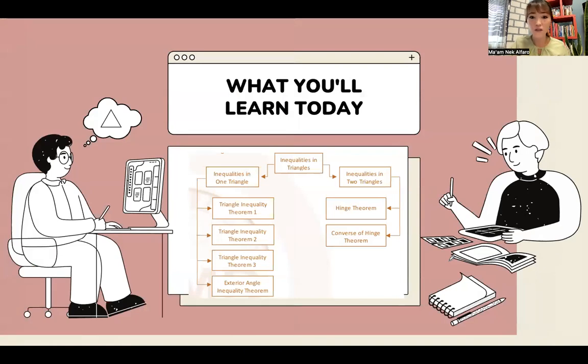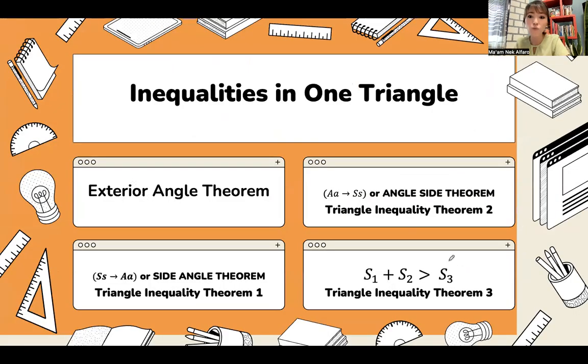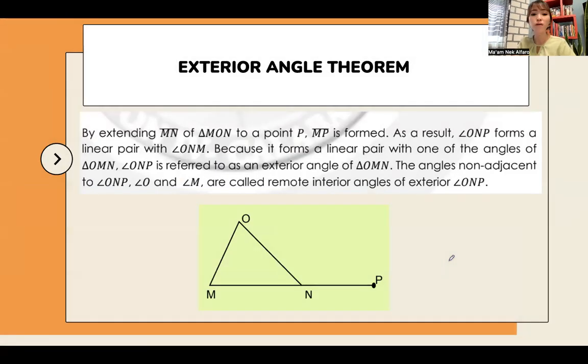Now, what you will learn today. We will have the inequalities in triangles. It has two forms. First, we have for one triangle and the other one is for two triangles. Now, let's start. Let us have the inequalities in one triangle. First, we have the exterior angle theorem. We have also the triangle inequality theorems 1, 2, and 3. Let's take a look at the first one, exterior angle theorem.